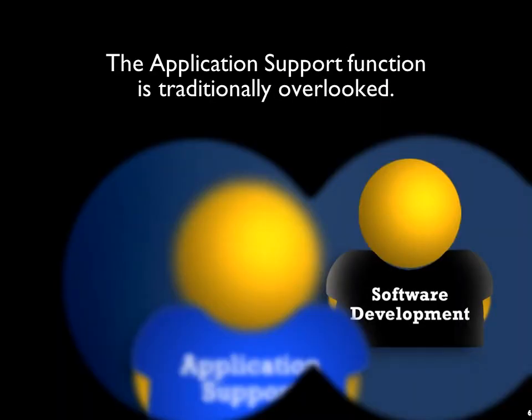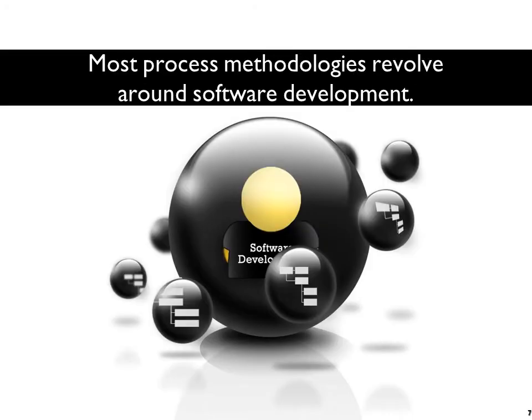The application support function is traditionally overlooked. Most people pay attention to development projects because it's big dollars. For example, let's say a $15 million development project is seen as one big thing, a large development project. What is not seen is the $30 million spread across supporting 150 business applications. These costs tend to get hidden in the ground clutter of day-to-day work. Very few people pay attention to application support, even though it is one of the most critical and costly functions within the IT organization. Most process methodologies revolve around software development.